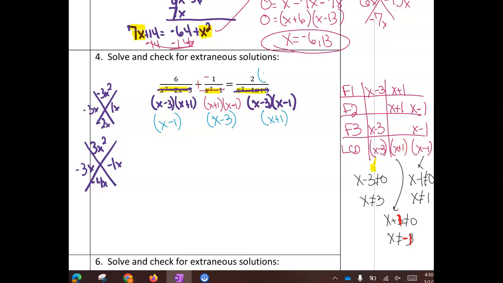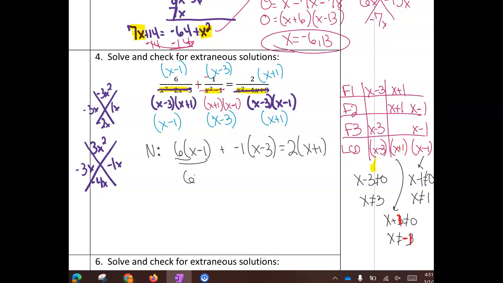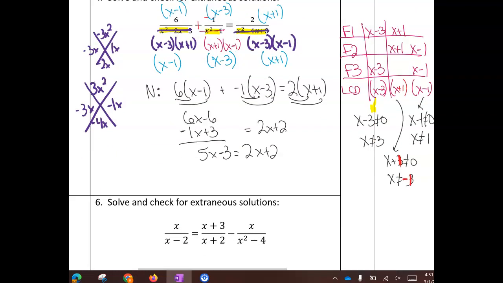And now whatever I did to the bottom, I'm going to do to the top. Now that all the denominators are the same, let's let it go. Here comes my numerator. So we have a 6 with an x minus 1. We have a negative 1 with an x minus 3. And we have a 2 with an x plus 1. So I'm going to distribute, stack my like terms. As I do that, positive 3, distribute. 2x plus 2. So if I combine these like terms, I get 5x minus 3 equals 2x plus 2. There is one type of x, so I'm just going to start solving. So I'm going to subtract my 2x over.